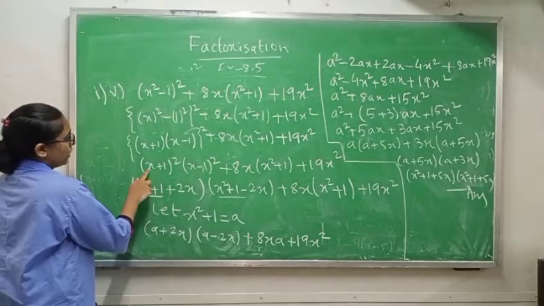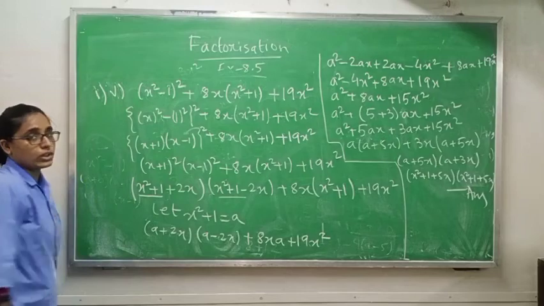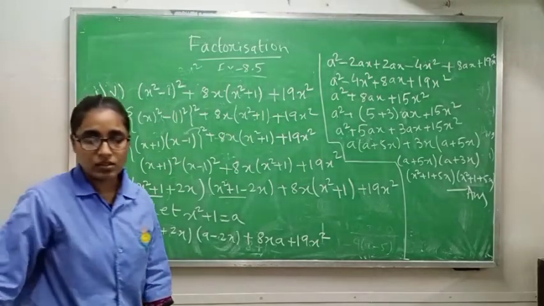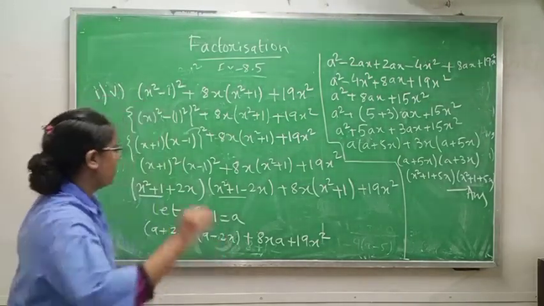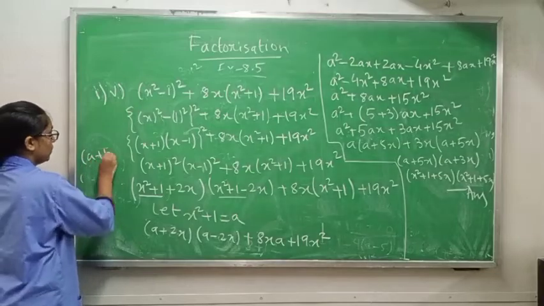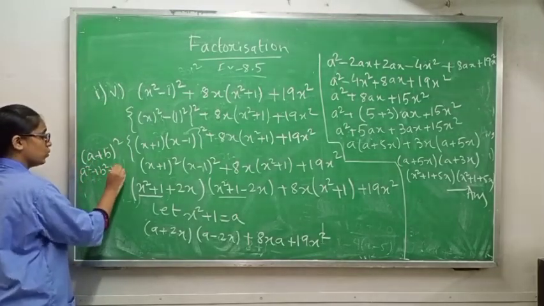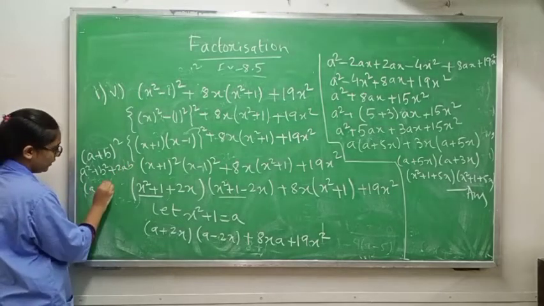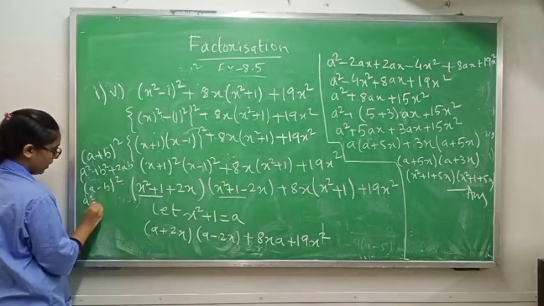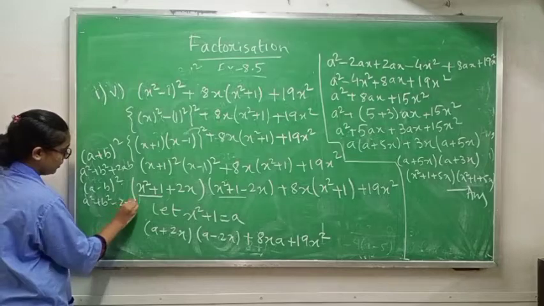Now you know the formula of (a plus b) whole square: a square plus b square plus 2ab, and (a minus b) whole square formula is a square plus b square minus 2ab.